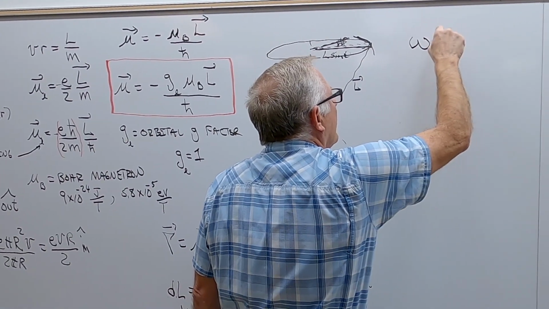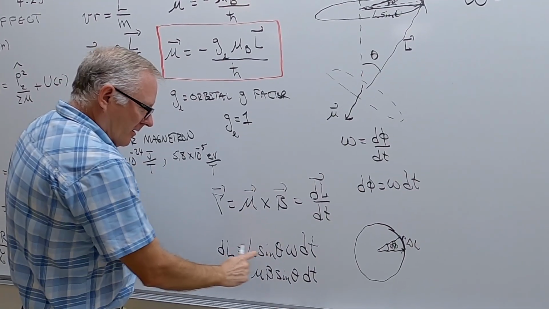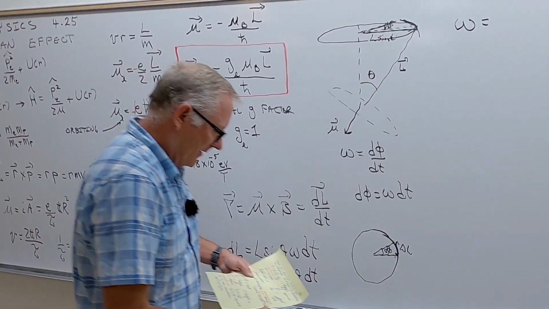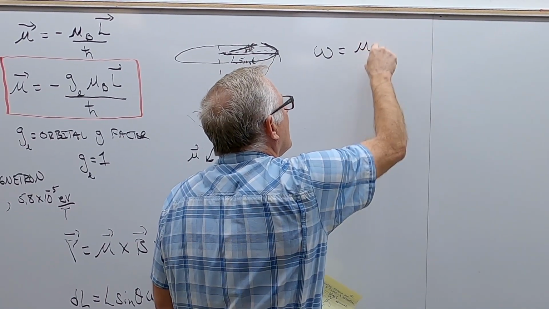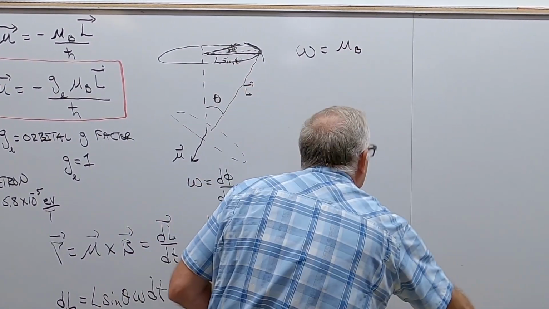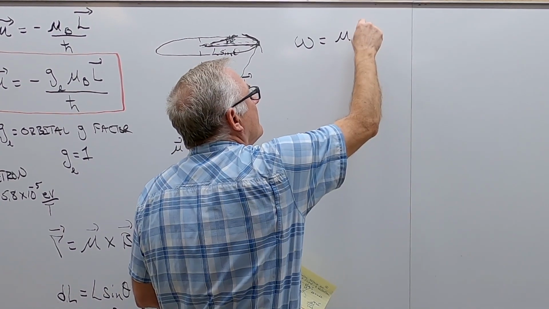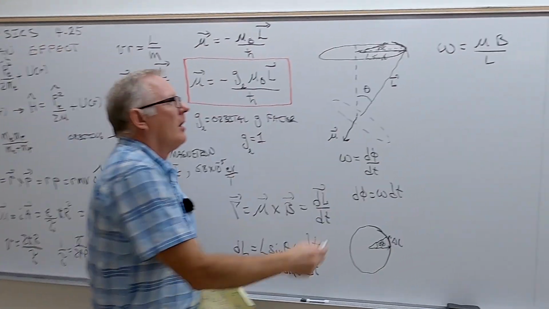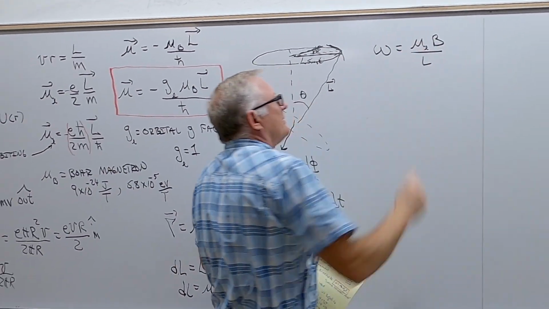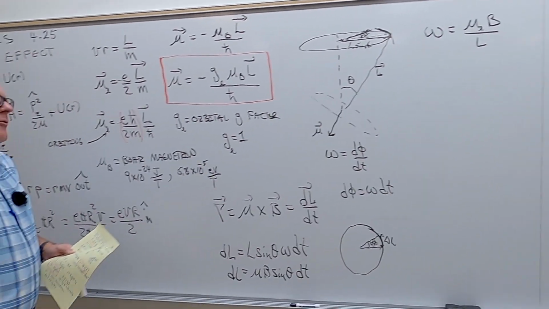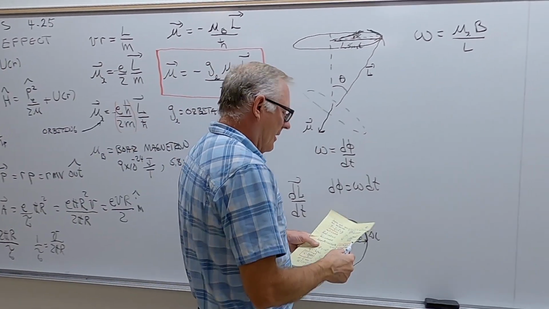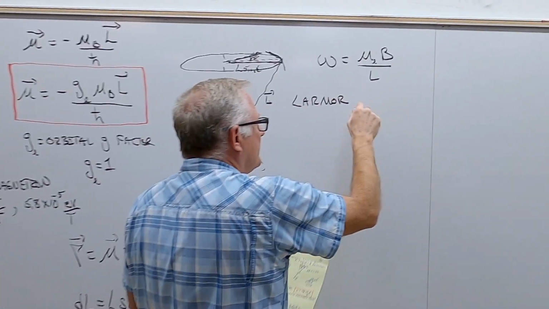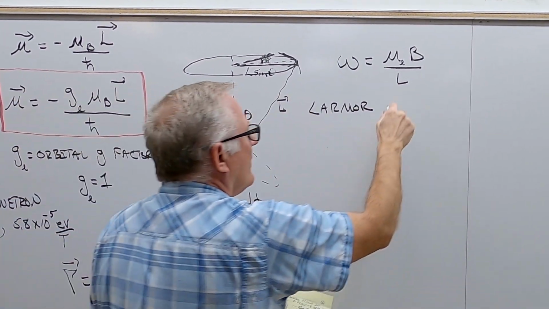So this omega is equal to mu B divided by L, mu big B over L. This is my little L there, my orbital angular momentum. This is a special frequency right here. This is called the Larmor precession frequency. It's precessing around.